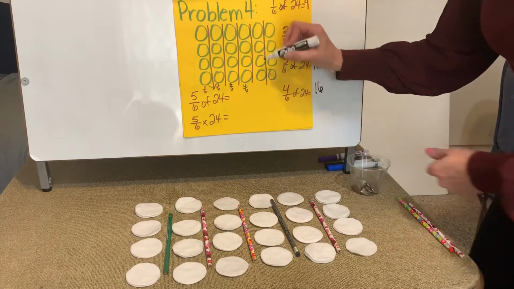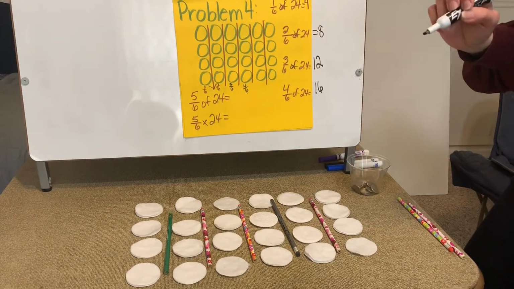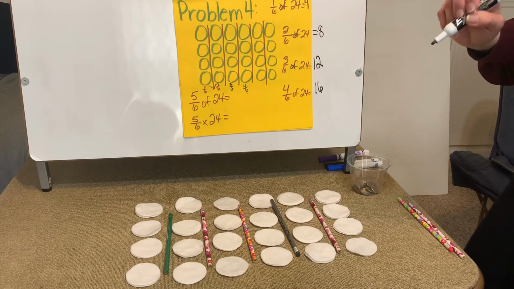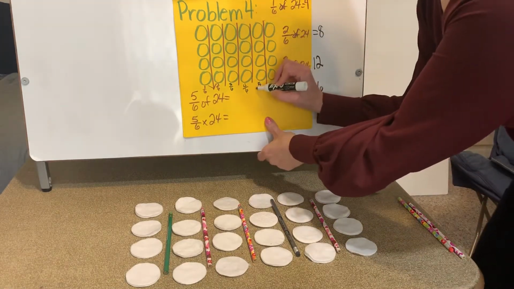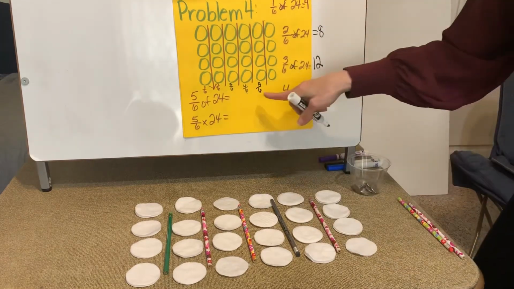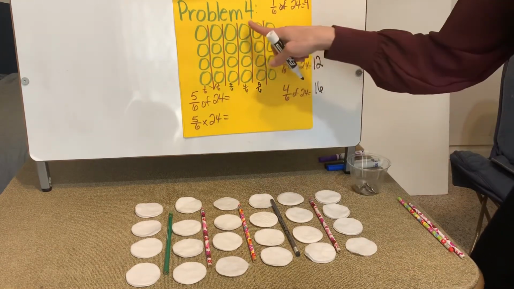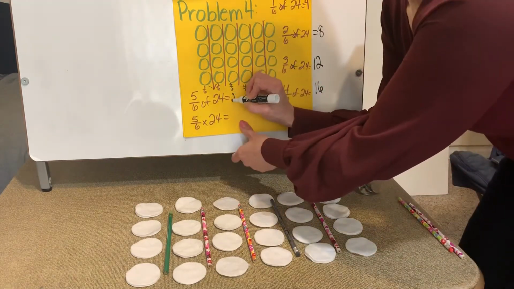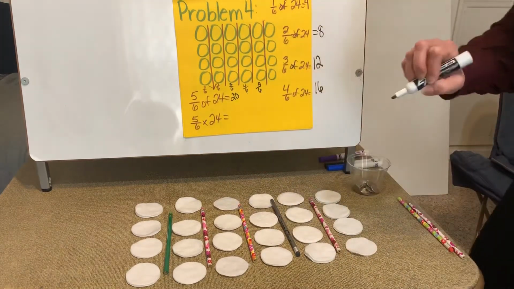All right, 5/6. Now that's going to give us the answer to the problem I asked you. If there were 5/6 of the class that were boys. So we've got 5/6. That would be 4 more. All right, so that would be 20. 20 boys in the class.